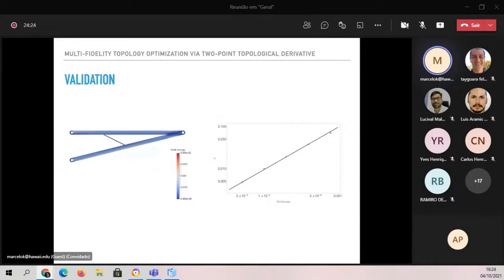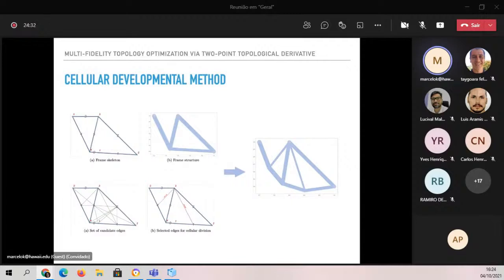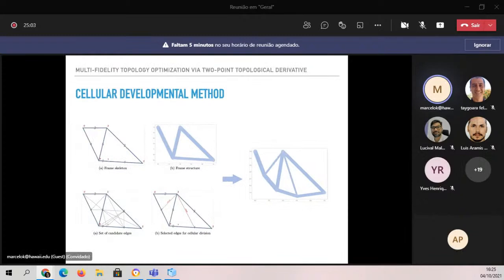And then, so how can I use that to do topology optimization? Well, that's one part that it connects to the cellular developmental process. I use a cellular developmental method here to develop the topology, but now I use the 2-point topological derivative to answer the question of if and where to add another member. Before, I had a program that would develop that, and then I would evolve the program with the genetic algorithm. Here, no. Here, I'm developing just one individual, and at each stage, I'm using the 2-point topological derivative to decide either not to put anything, or if I put something, where to put it.